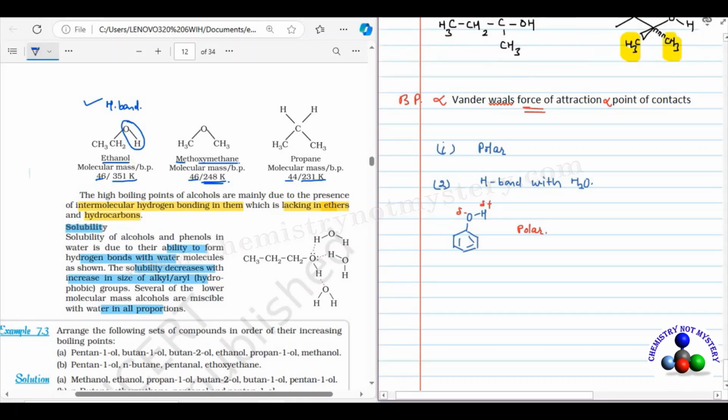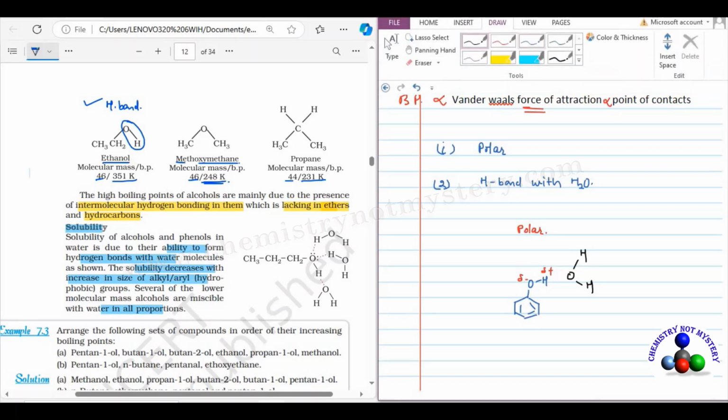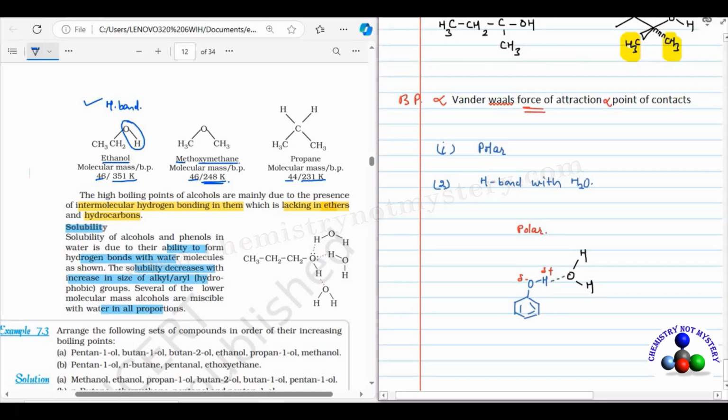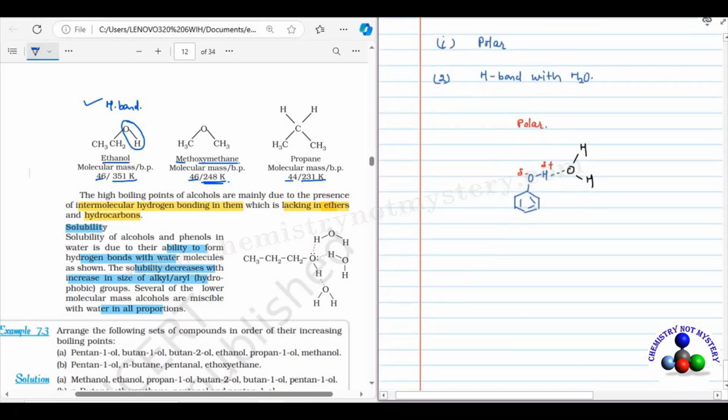So if I draw the structure of a water molecule, let's draw hydrogen bonding between a water molecule and phenol. So here this is water molecule, oxygen, hydrogen and this is hydrogen. Here you can draw hydrogen bonding between phenol and water molecule. So phenol can make hydrogen bond with water and it is polar also. That's why phenol is soluble in water.